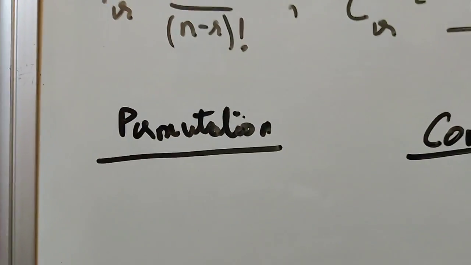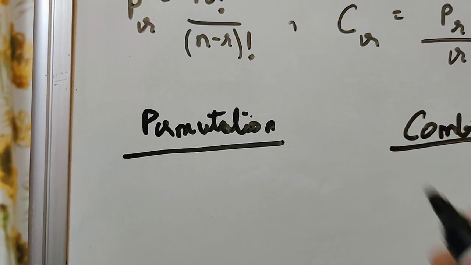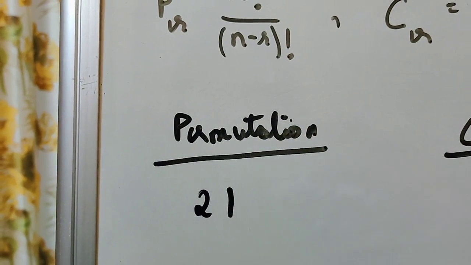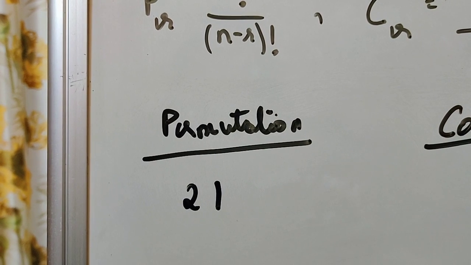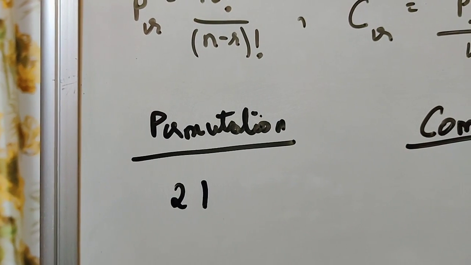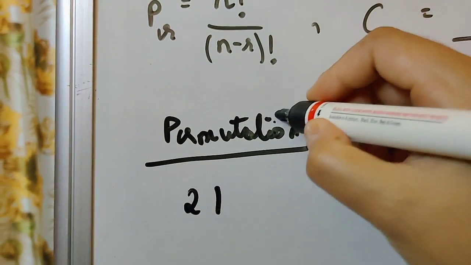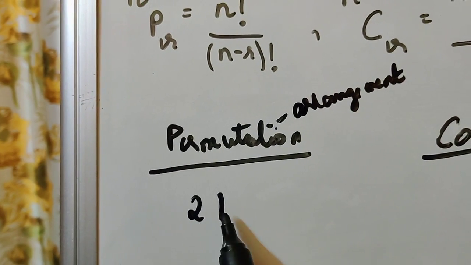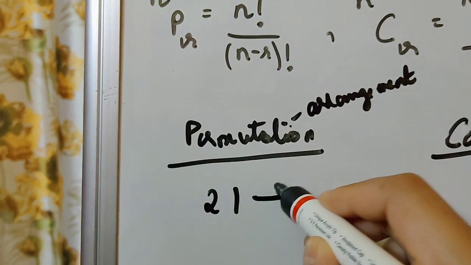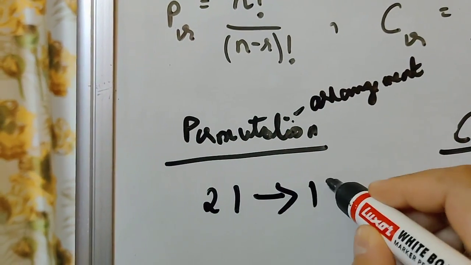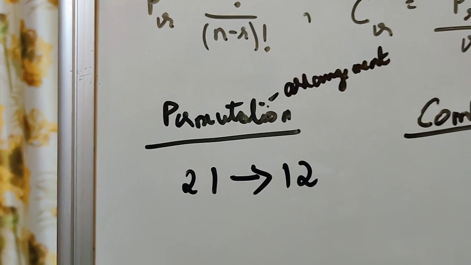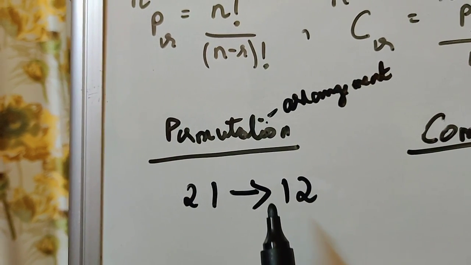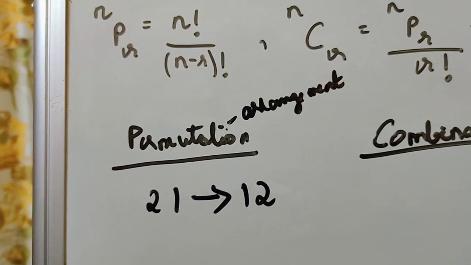Now suppose, in permutation, write down any 2-digit number, say 21. What I have told you: permutation means arrangement. So what are the different ways you can arrange these digits? It can become 21, and if I replace their positions, it will become 12. So in permutation, when you arrange their places, the answer becomes different.